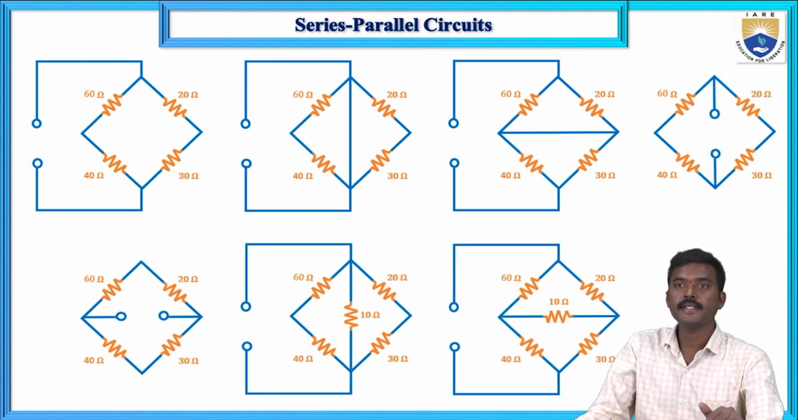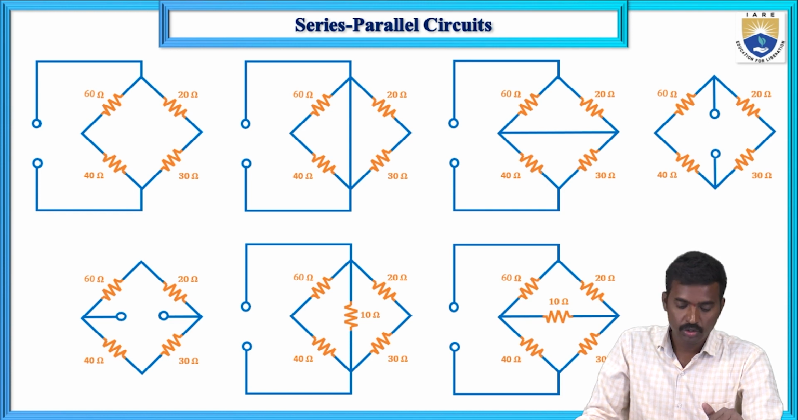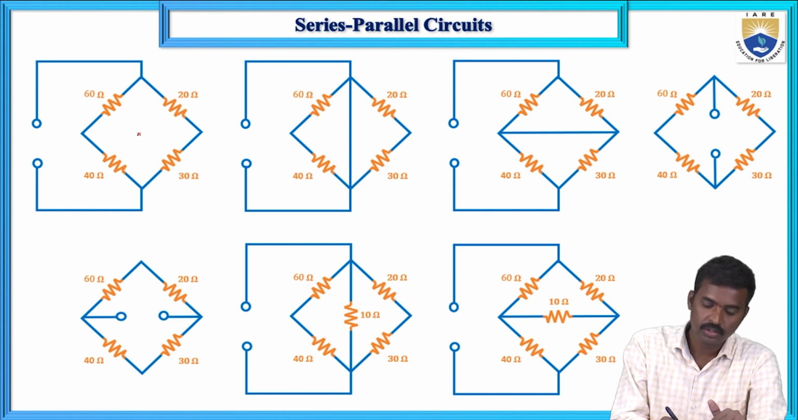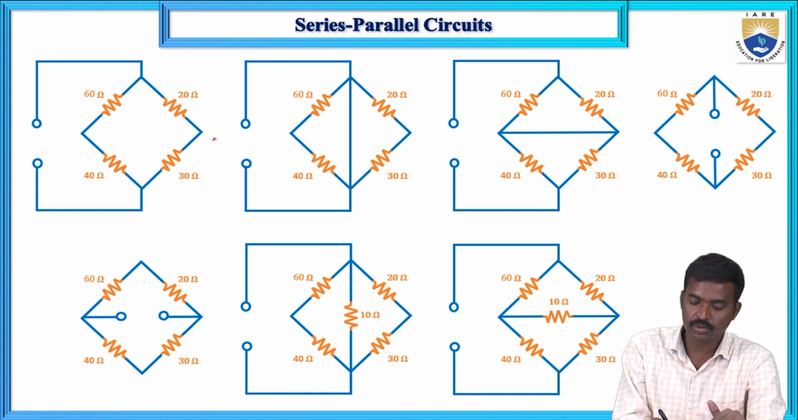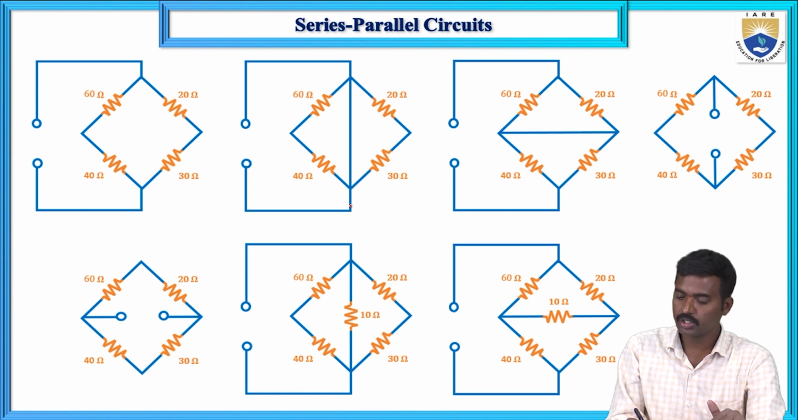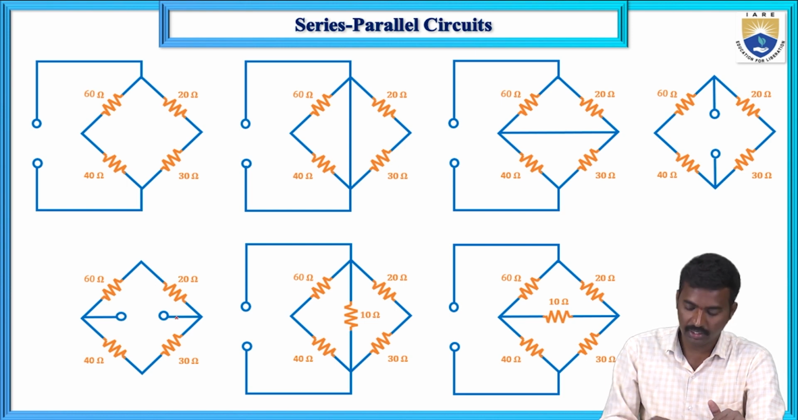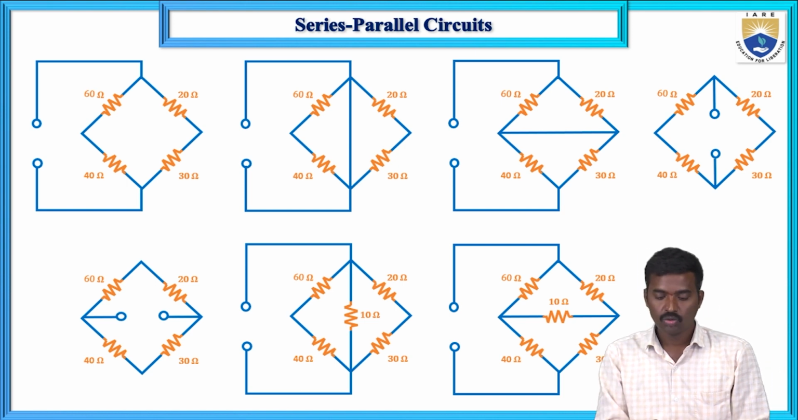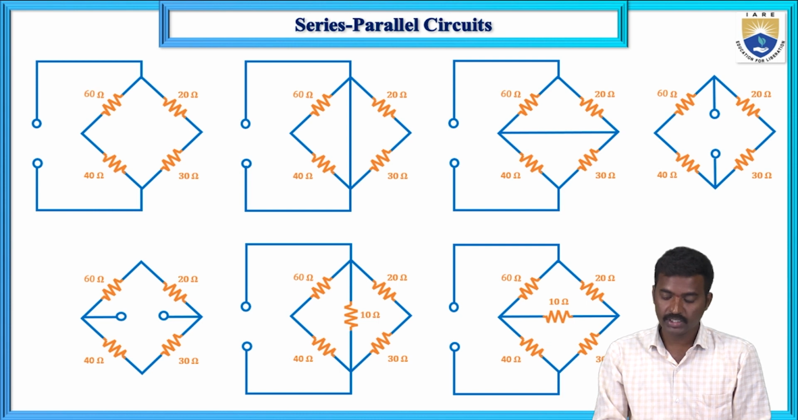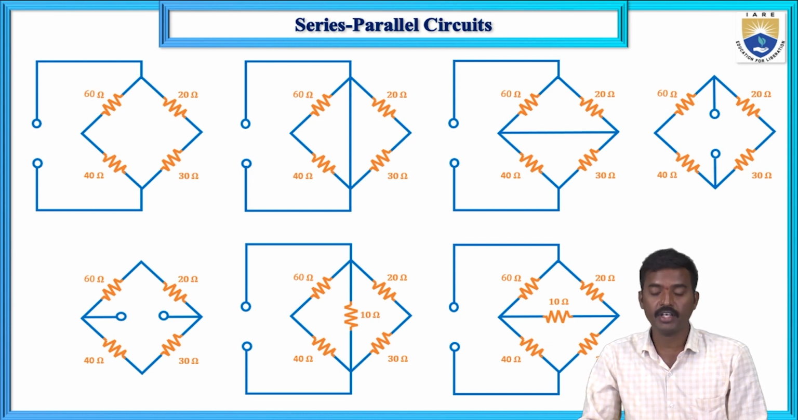Now here there are a total of 7 combinations. The first one is this one, where there is no short circuit. Here a vertical short circuit, here a horizontal short circuit, here the terminals are inside, and here the terminals are inside, like this and like this. So the 1, 2, 3, 4, 5, 6th and 7th cases are different cases.